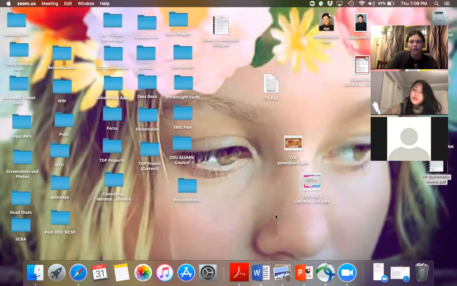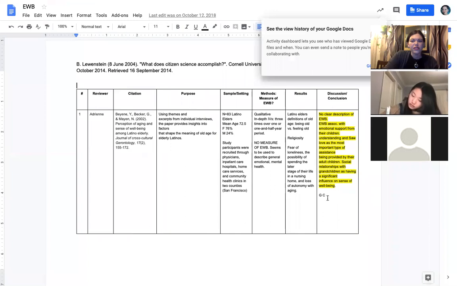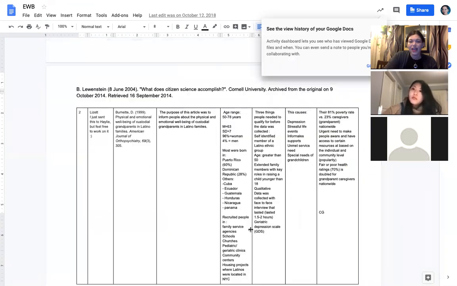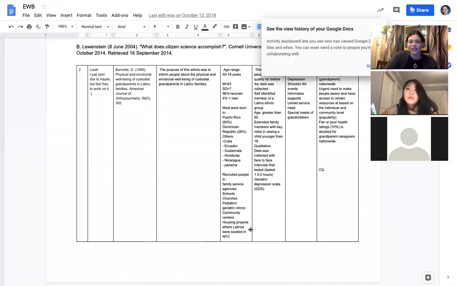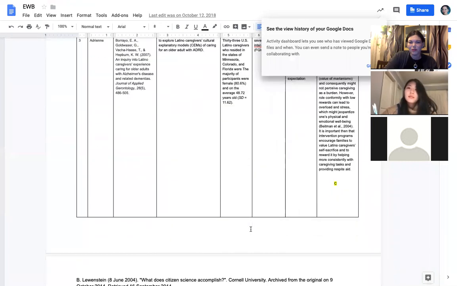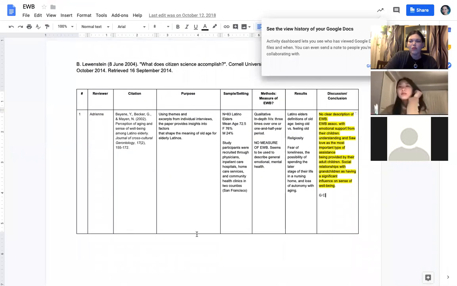So this was a table of evidence that we created last time. Different people got assigned different articles. Basically, I found the article, I put the citation in, and then I emailed it to the people who wanted to read it.